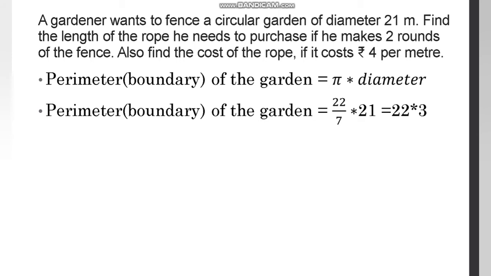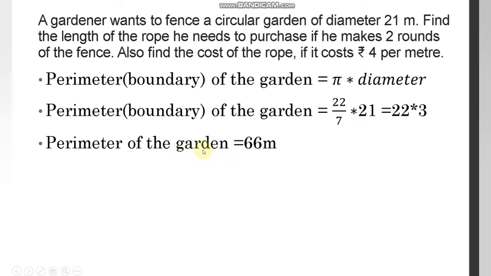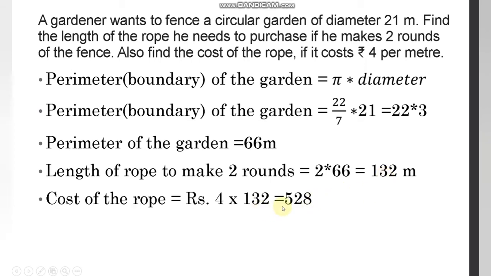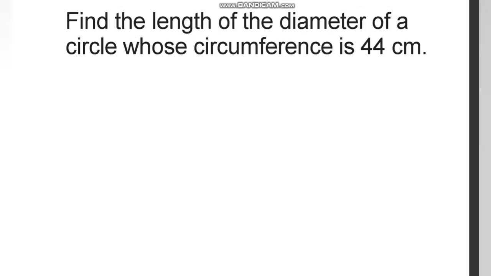So I can write 22 upon 7 into 21. Now 7 cancels out with 21, you will get 3. So perimeter of the garden is 22 into 3, that is 66. Now here he is fencing 2 times, so I need to multiply with 2 to get the length of the rope in 2 rounds. That is 2 into 66, that is 132 meter. Now the cost is 4 rupees per meter, so I need to just multiply with 4 to get the cost. So here the cost will be 4 into 132, that is rupees 528 is needed. Okay.